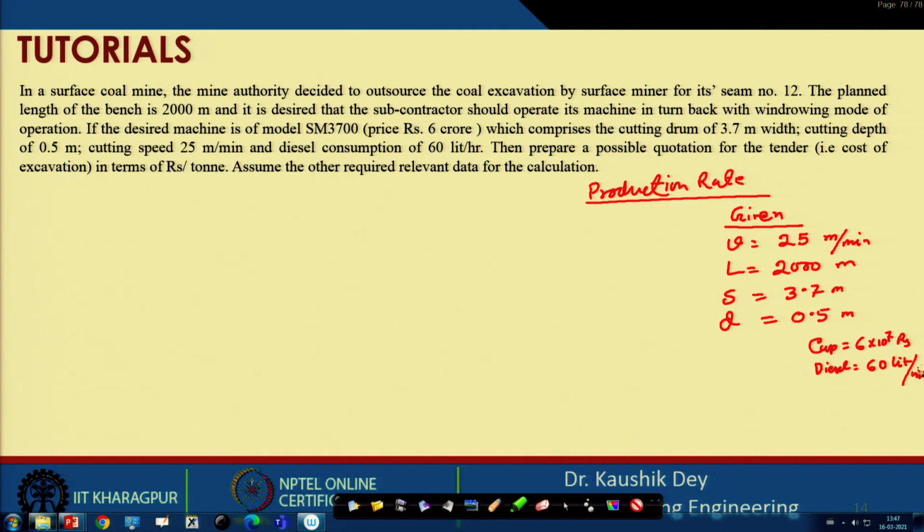So, this is given and we have to assume a number of other data. For production related data, let us assume what we have assumed previously, say V e is 30 meter per minute, and we have to assume the turning time as 3 minutes.